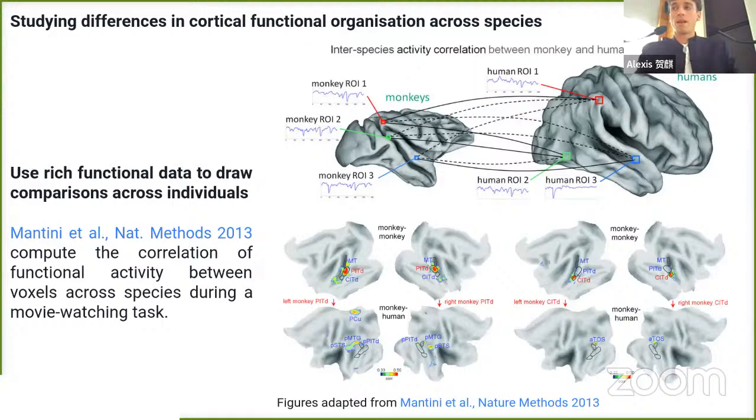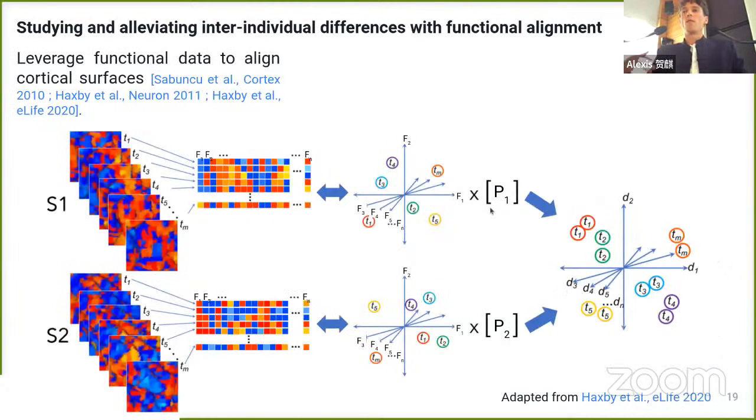I was mostly interested in the seminal work of Dante Mantini and colleagues in 2013, where they did exactly this. They tried to collect rich functional fingerprints, both in humans and monkeys, by having them watch movies. Then they drew comparisons between voxels of the monkey cortex and voxels of the human cortex, so as to be able to compare them. Obviously, more advanced techniques have been used as well, beyond this point-wise comparison.